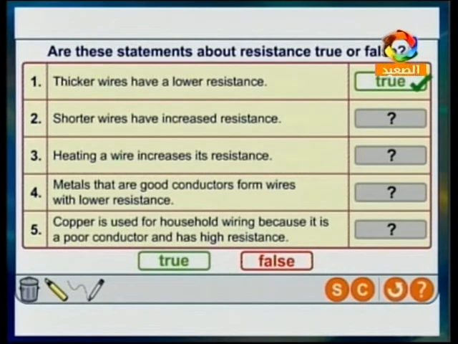Why? Because, as I told you before, a very thick wire has low resistance. Why? Because the cross section of this wire is very, very high. Number two: shorter wires have increased resistance. A short wire. Is it false or right? This is right. Excellent. Why? Because the short wire has increased resistance.